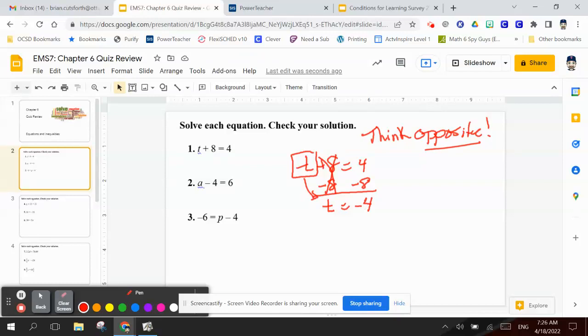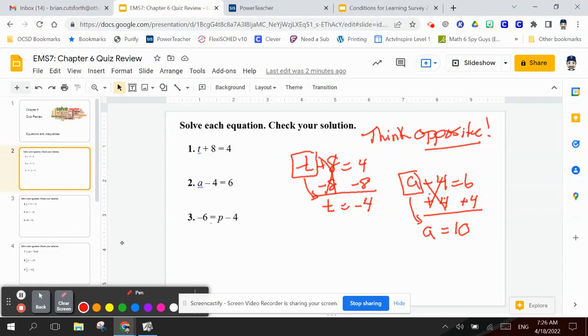Number 2, a minus 4 equals 6. Again, I want to get my variable by itself. So I do the opposite of subtract 4, which is to add 4. I do that to both sides of my equation. 4 minus 4 is 0. If I don't get 0 here, I've made a mistake somewhere, because I should always get my variable by itself. So my variable equals 6 plus 4, which is 10.